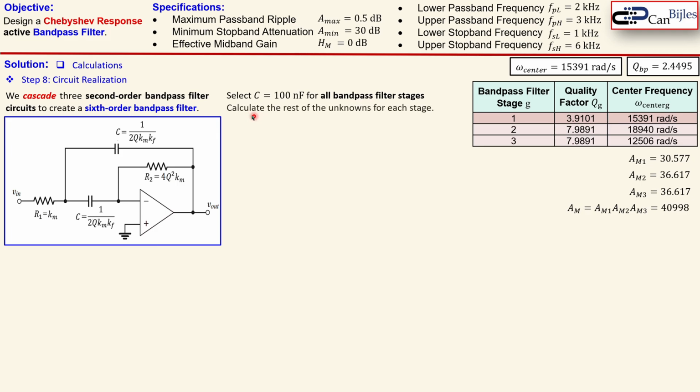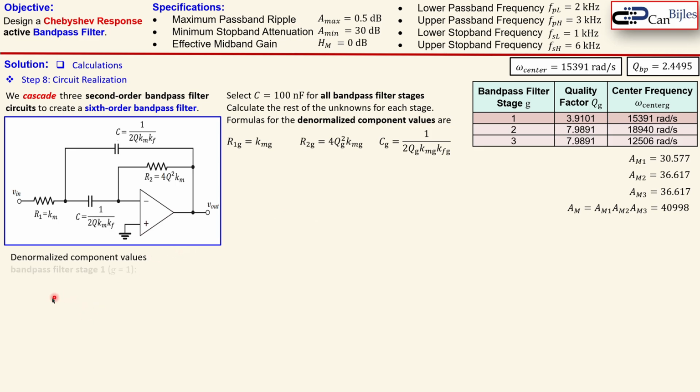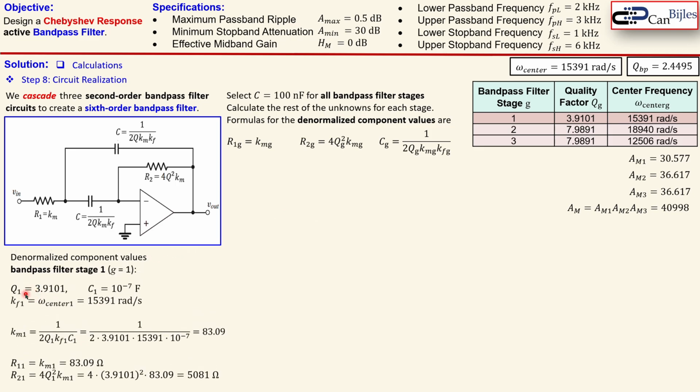And we will now calculate the rest of the unknowns for each stage. Now the formulas for the denormalized component values, so not the normalized but denormalized, the scaled component values are given by this expression. You see here the G again, that's the stage number. The Kf is here the frequency scaling factor, and Km is the magnitude scaling factor. Now let's start with the denormalized component values for stage 1. Q1 we know is 3.91 approximately, C1 we have selected, and the Kf1, which is for the first stage, will be just the center frequency of the first stage, which is 15,391 radians per second.